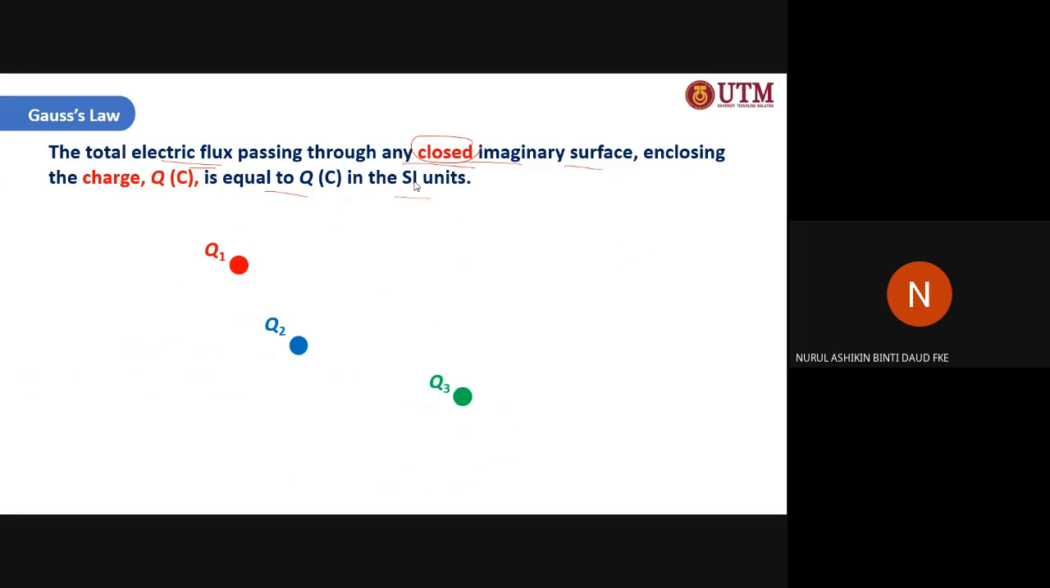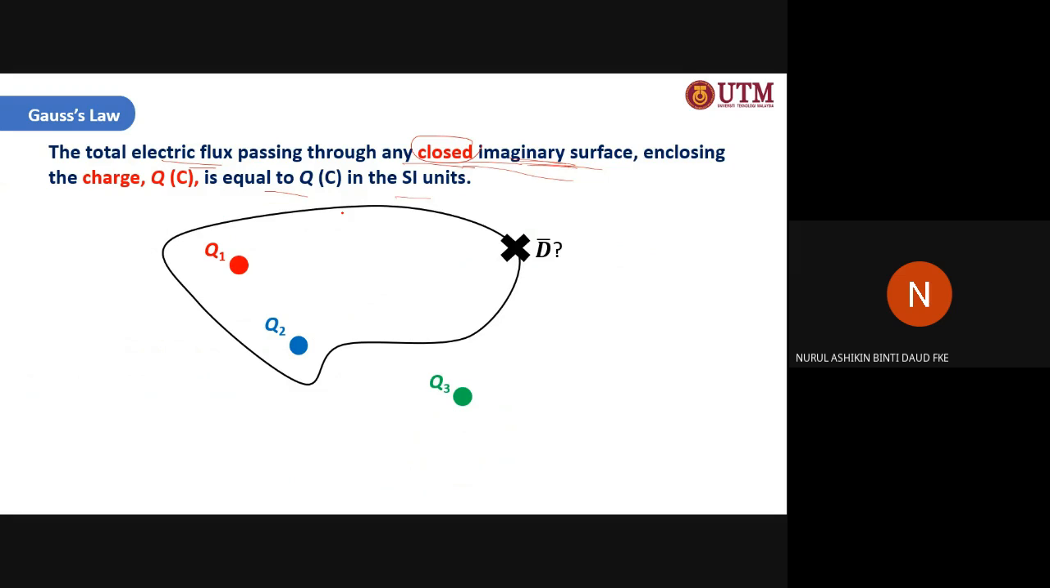So let's visualize it. For example, let's say that we have these three different point charges, which are Q1, Q2, and Q3. You have the electric field density at this point X, and you need to find the electric field density at this point. If you look at the definition here, they said that the electric flux passes through any closed imaginary surface. So you need to have this imaginary surface. For example, I make my imaginary surface like this. This is my imaginary surface.